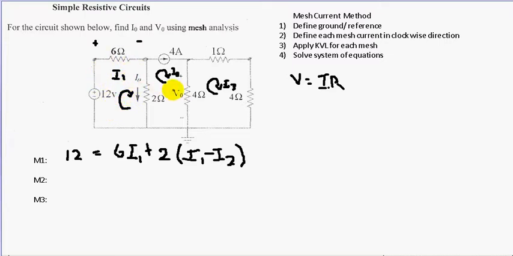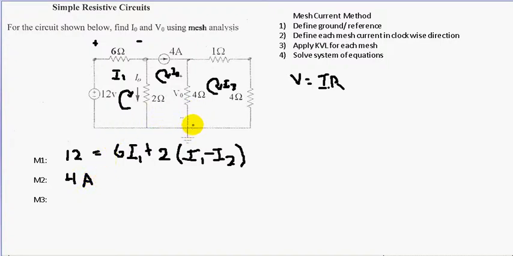So now we write an equation for mesh 2. Well, first of all, we have a 4 amp current source. We can say that if we have a current source and it's not touching any other mesh but its own, then this mesh current I2 is the same as this current source. So I2 is 4 amps by inspection.